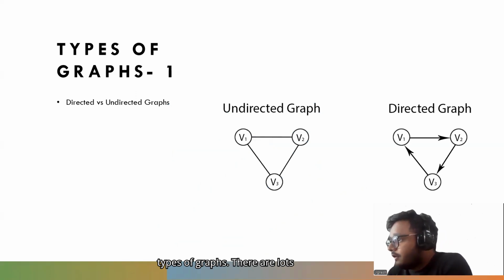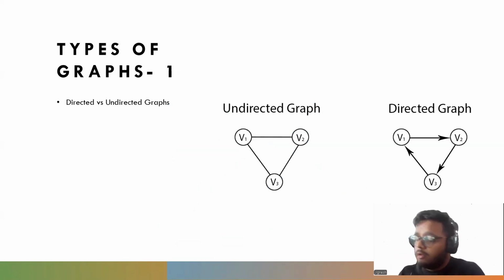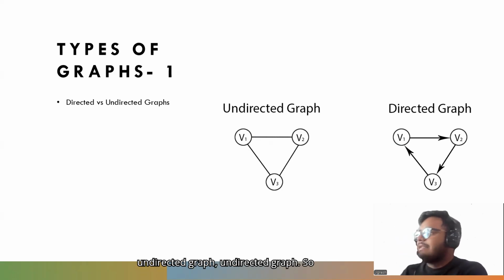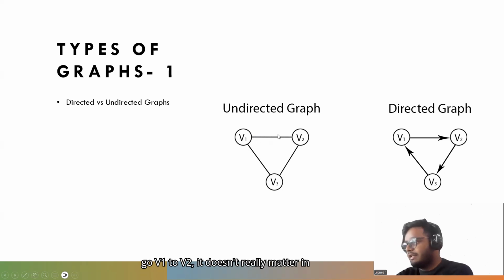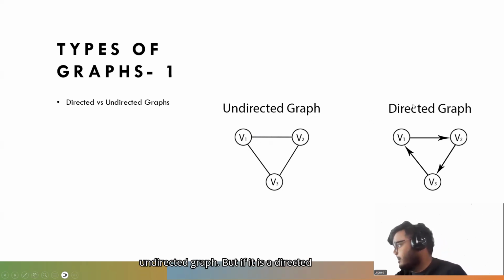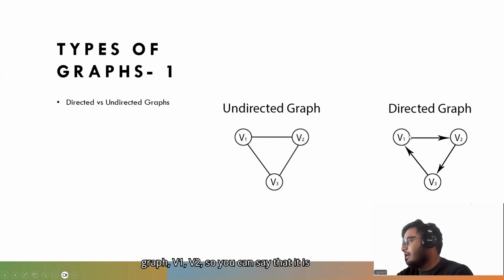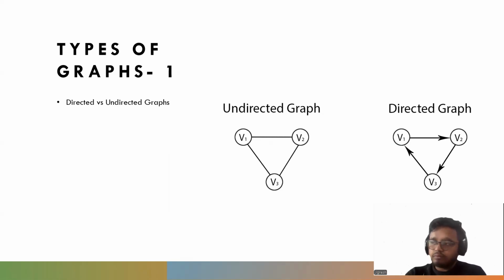Okay, so types of graphs. There are lots of graphs actually, but here we have the undirected graph and the directed graph. With V1, V2, V3, you can see that there is no direction between them. So you can go from V2 to V1, or you can go from V1 to V2. It doesn't really matter in an undirected graph. But if it is a directed graph, with V1, V2, you can say that it is pointing towards V2. So you can go to V2 from V1, but you can't go otherwise. You can't go from V2 to V1. That's the significance of directed graphs.